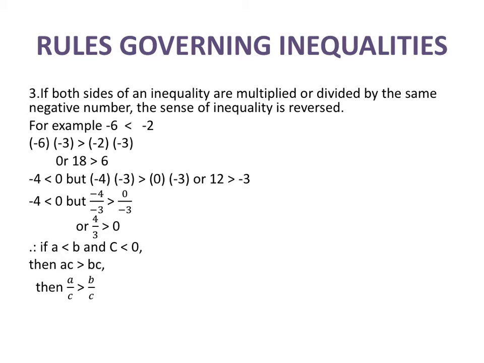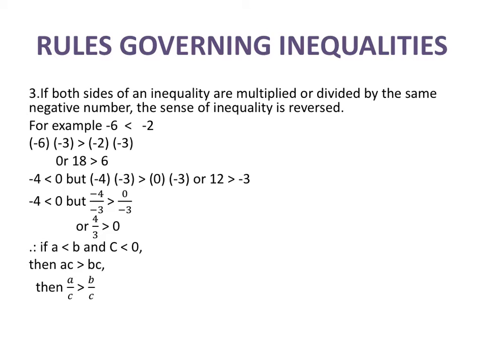3. If both sides of an inequality are multiplied or divided by the same negative number, the sense of the inequality is reversed. For example, minus 6 is less than minus 2. Multiply both sides by minus 3. Therefore, minus 6 times minus 3 is greater than minus 2 times minus 3, or 18 is greater than 6. Minus 4 is less than 0, but minus 4 times minus 3 is greater than 0 times minus 3, or 12 is greater than 0.